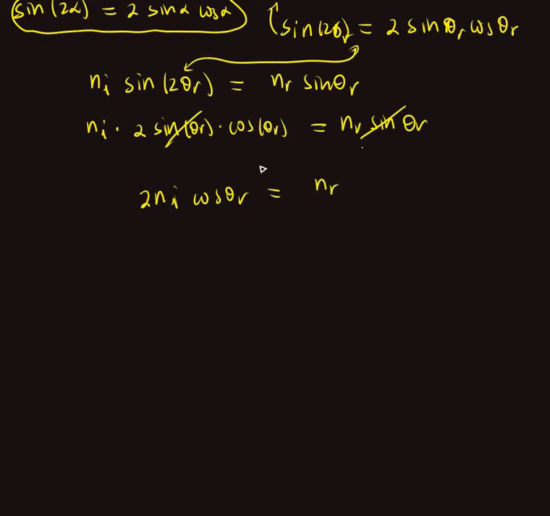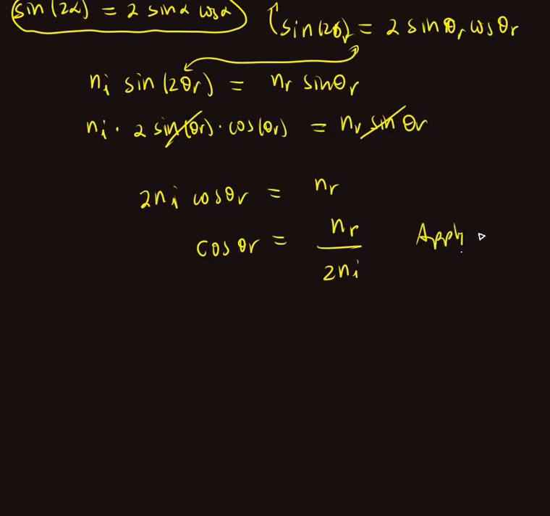Because the sine of theta r and sine theta r cancel. Solving for the angle, remember this is cosine. We divide everybody by 2 and I, so we will have cosine of theta r is equal to nr divided by 2 and I. And now in order to find the angle, we apply what?